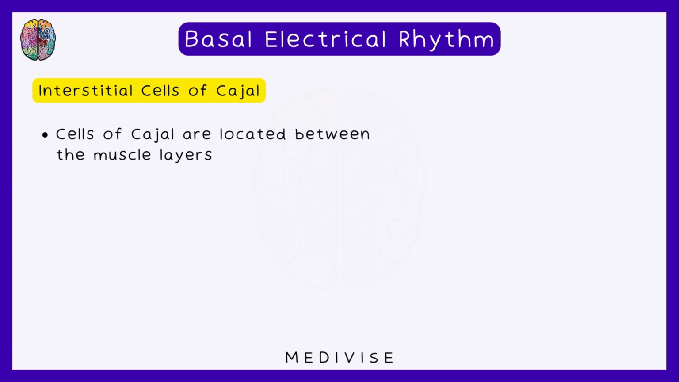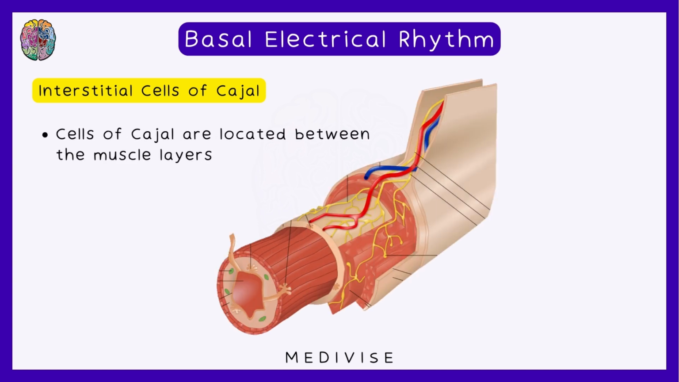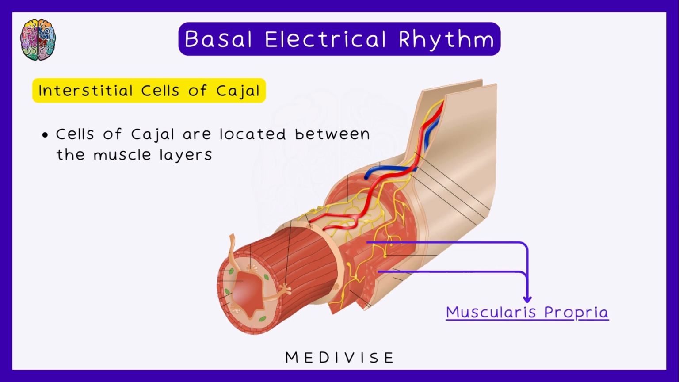These cells are located between the muscle layers. In the GIT, we basically have four layers, and I've already made a whole video on this called Introduction to GIT. So I really recommend you go and check that out. Here we have this muscle layer. We have the longitudinal and circular muscle layers. Most of these cells are located between these muscle layers.